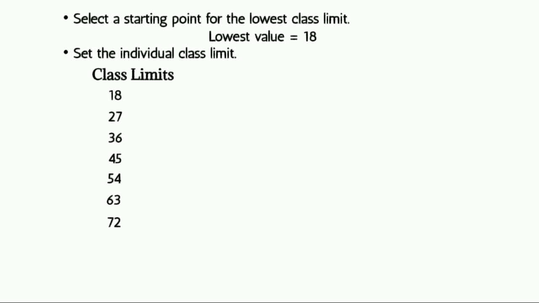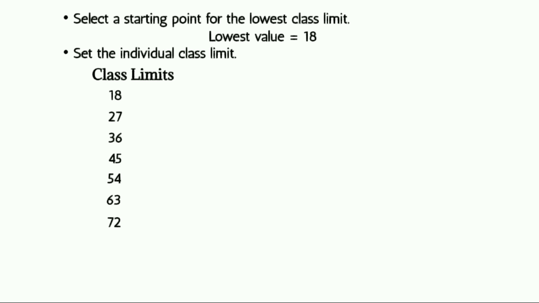Take note na wala na tayong 8th row kasi kung magdadagdag pa tayo ng 9 sa 72, lagpas na siya sa highest value na 77. 72 plus 9, that is equal to 81. And 81 is higher than the highest value na 77 sa dataset.